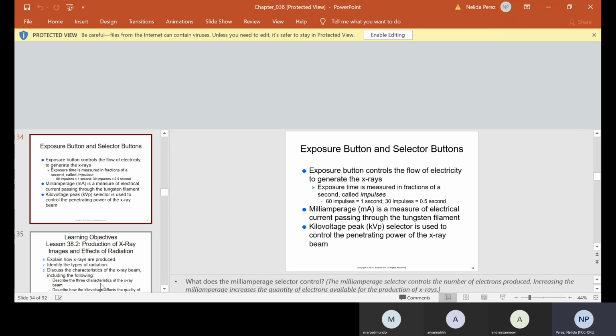Now, the milliamperage, the mA, is a measure of electrical current passing through the tungsten filament, and the kilovoltage peak, kVp selector, is used to control the penetrating power of the X-ray beam. These two words are also part of your terminology, so there is the definition for them.